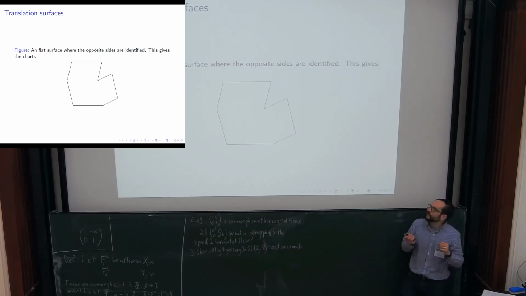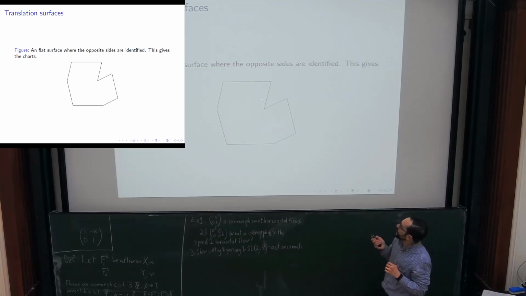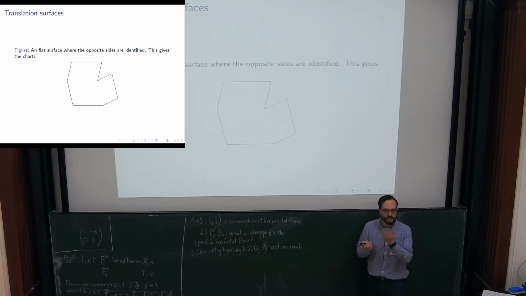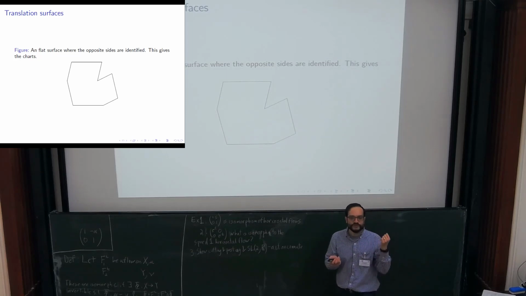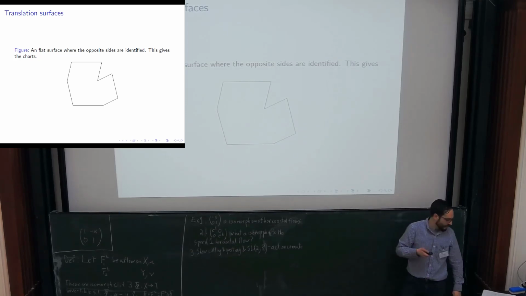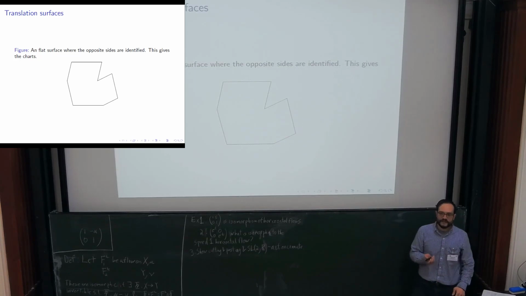Okay? So there's going to be a special chart that you need to have, which is for this kind of funky point, this singular point, where your map is going to be a root, right? That's going to be your map from your surface to the plane. Everybody okay with that?